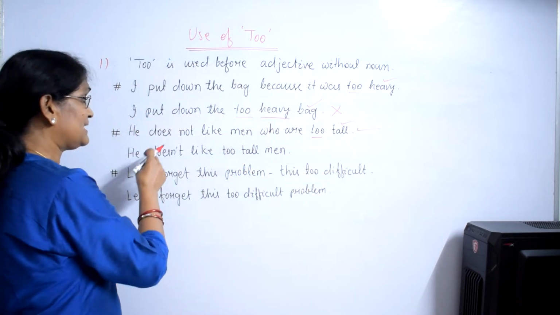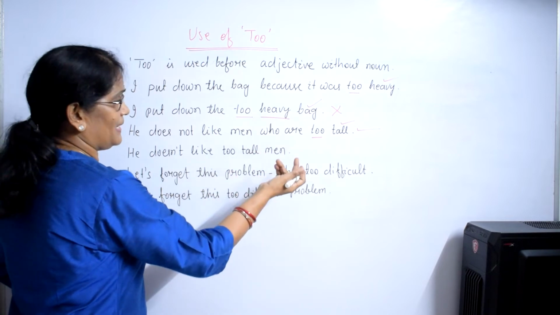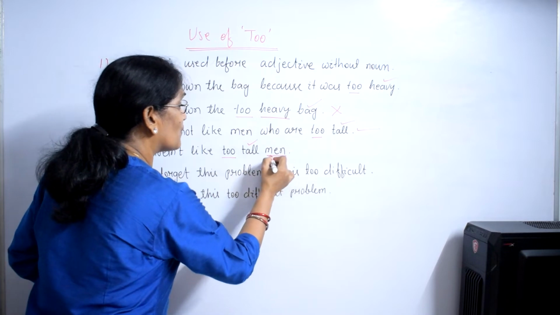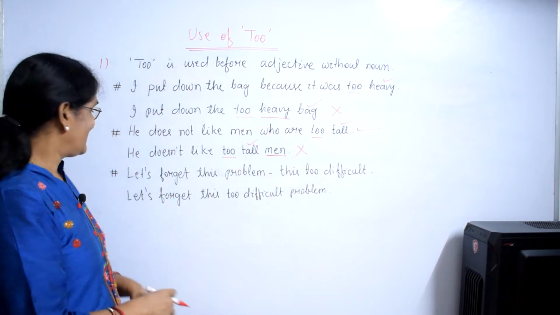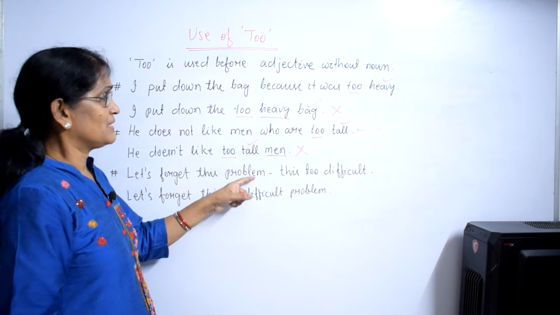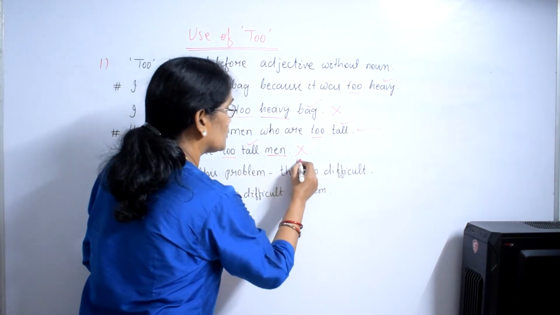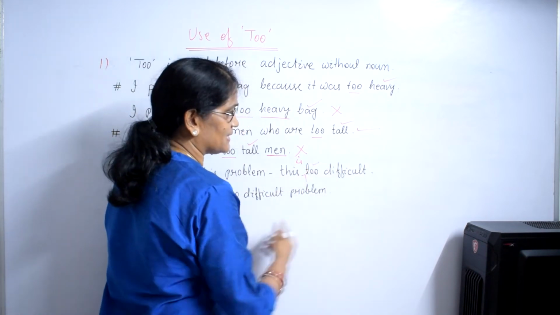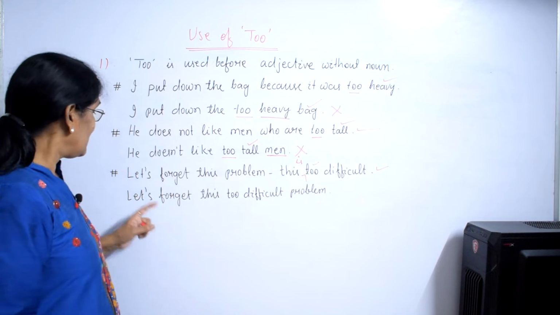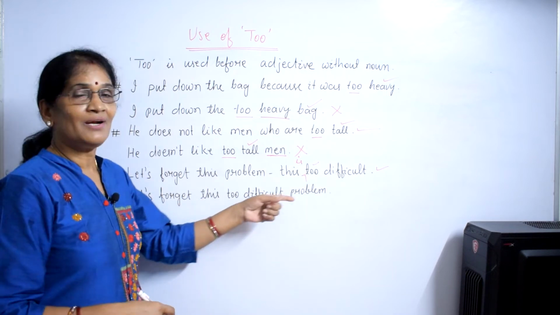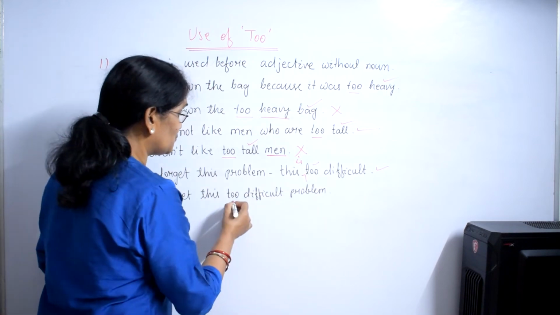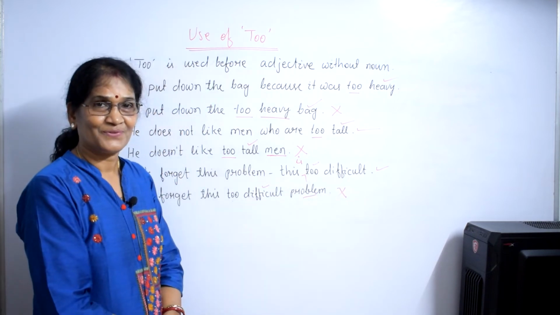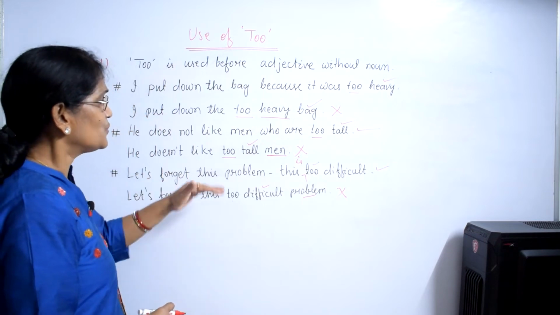Next sentence, he does not like too tall men. That means we use too before an adjective with a noun. The sentence is wrong. Let's forget this problem. This is too difficult. I use too before an adjective. This is correct. Let's forget this too difficult problem. When you use too before an adjective with a noun, the sentence becomes wrong. Okay? In such a way, we use too.